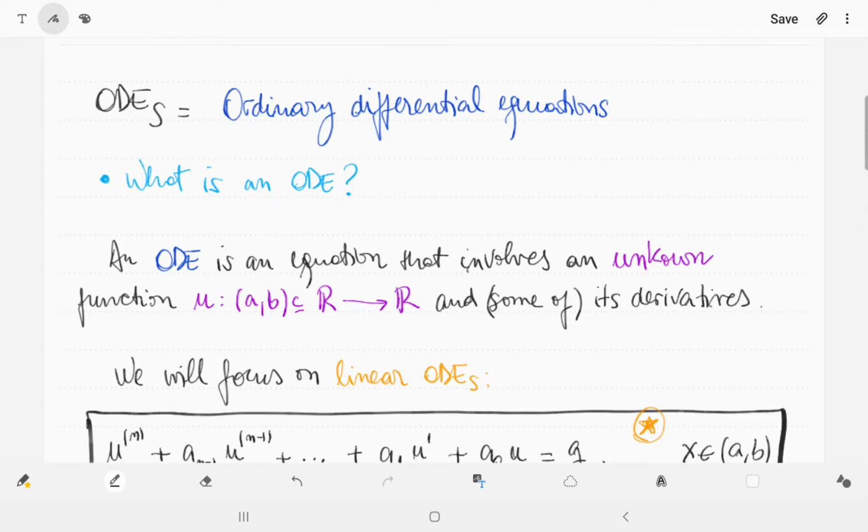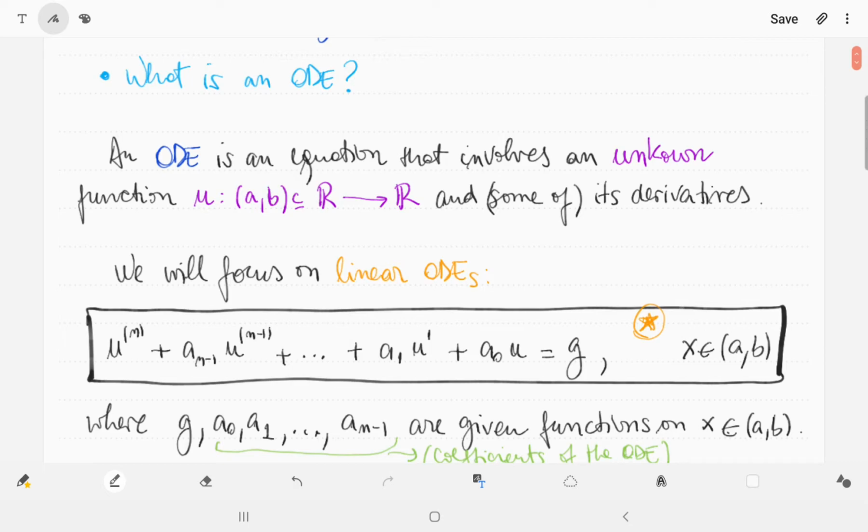Here in these notes, we are going to talk about ordinary differential equations. Okay, let's start with the definition. An ODE, an ordinary differential equation, is an equation that involves an unknown function, u, and we call it ordinary because we only have one variable involved. Differential because the equation involves the derivatives of this function, u.